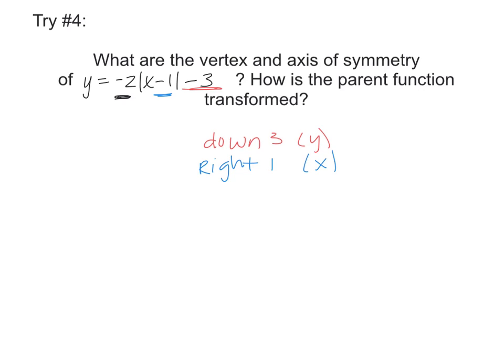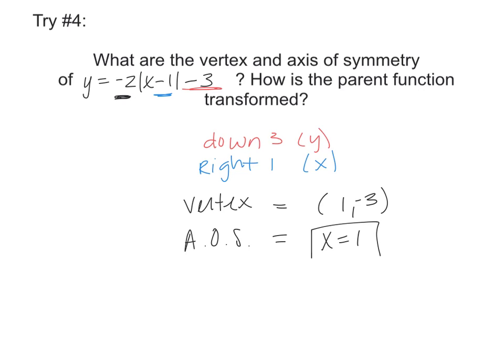So as an ordered pair, our vertex is going to be (1, -3). Okay, and then our axis of symmetry, so I'm just going to put AOS, our axis of symmetry is going to go through our vertex, so it's going to be x equals 1.